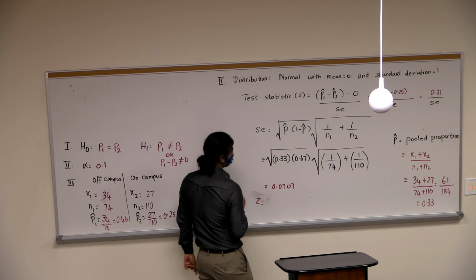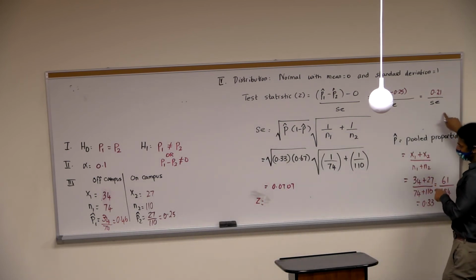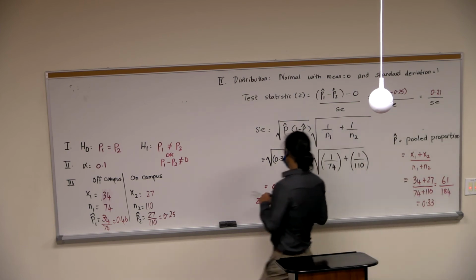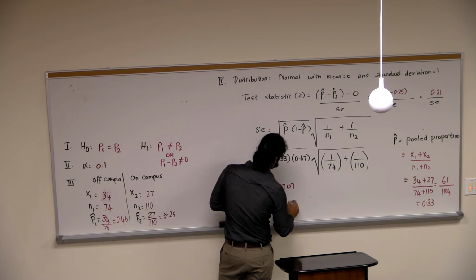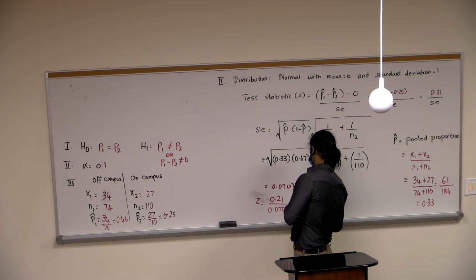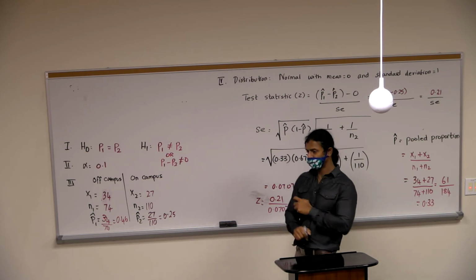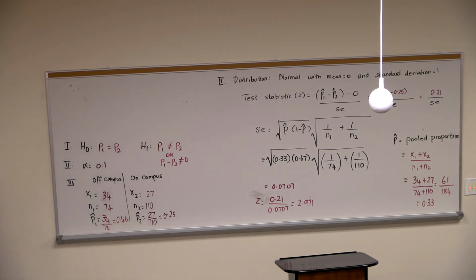So the test statistic in this case would simply be 0.21 divided by 0.0707, which is 2.971. So the test statistic is 2.971.